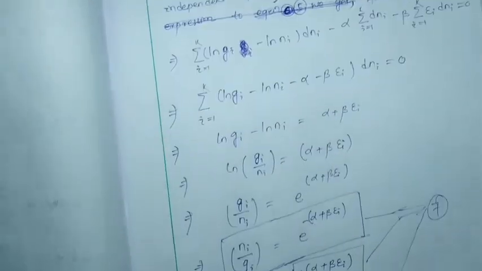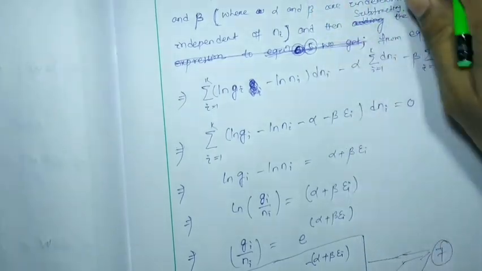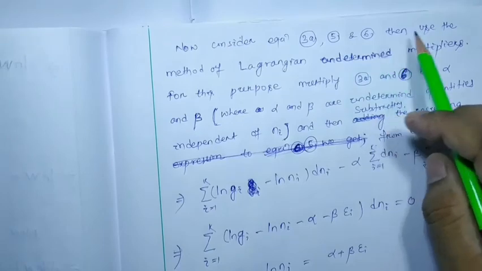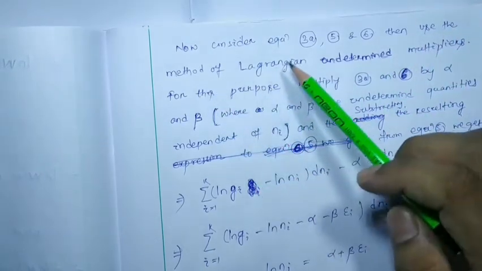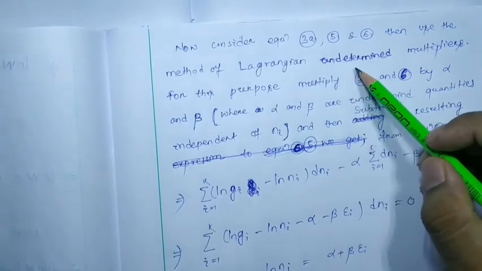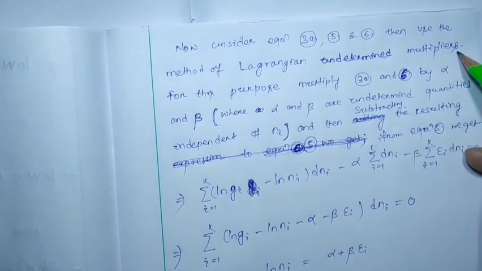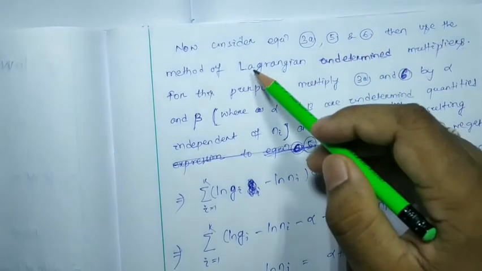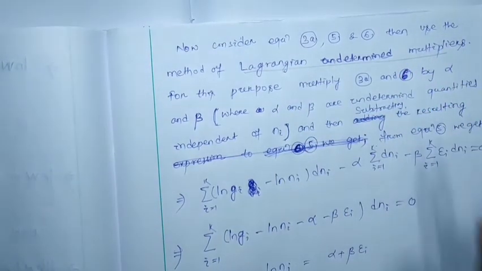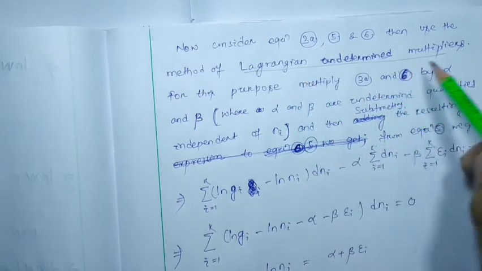Now consider 3a, 5 and 6. Then use the method of Lagrangian undetermined multipliers. You just remember this name. Here there is no need to derive anything. We have to just apply this one, Lagrangian undetermined multipliers.